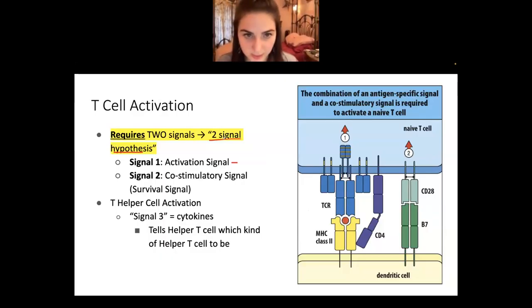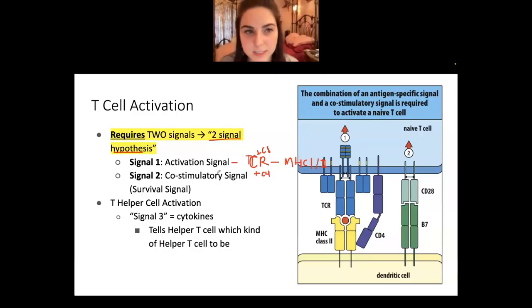So that's this interaction. So TCR to MHC 1 or 2. And then depending on if it's MHC class 1, it's the TCR plus CD8. And if it's interacting with MHC class 2, it would be the TCR plus CD4. Because you can see here, both are binding to the MHC.